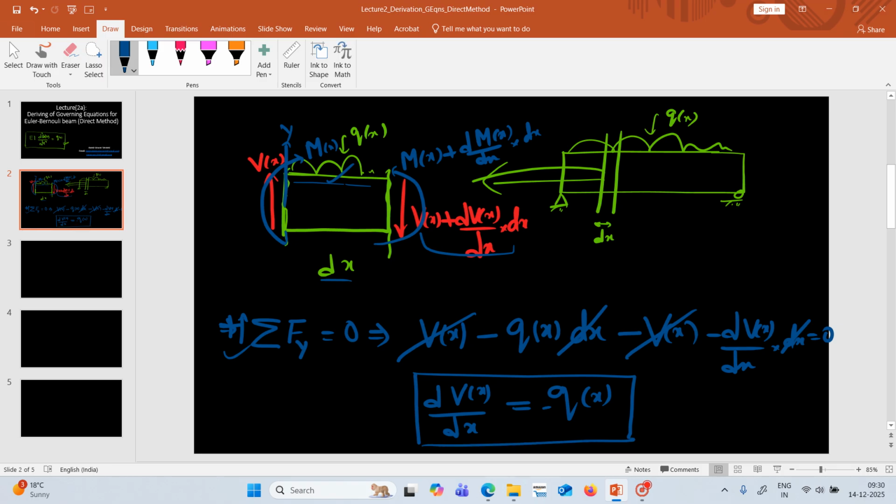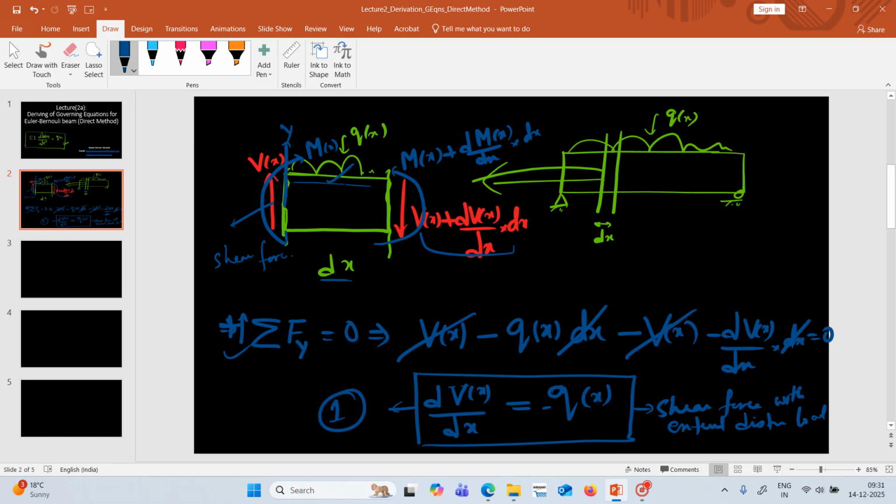Now we have this relation with the shear force. V is the shear force. We can see that the shear force has a relation with the external distributed load. We have this relation. Let us say this is equation 1.